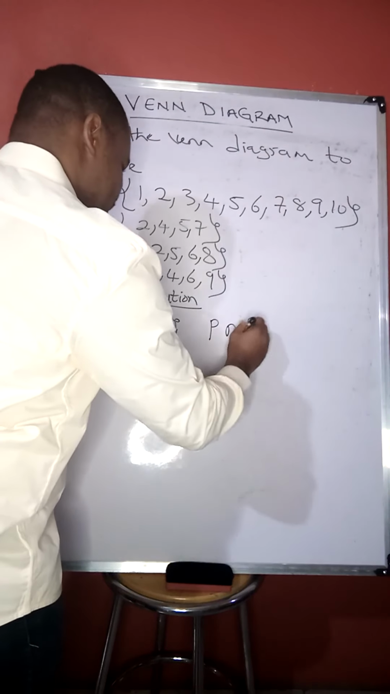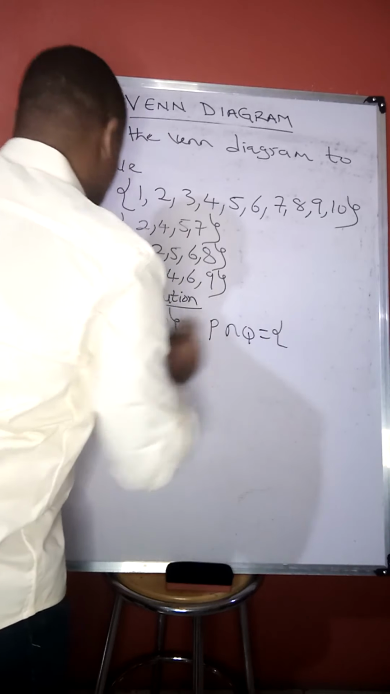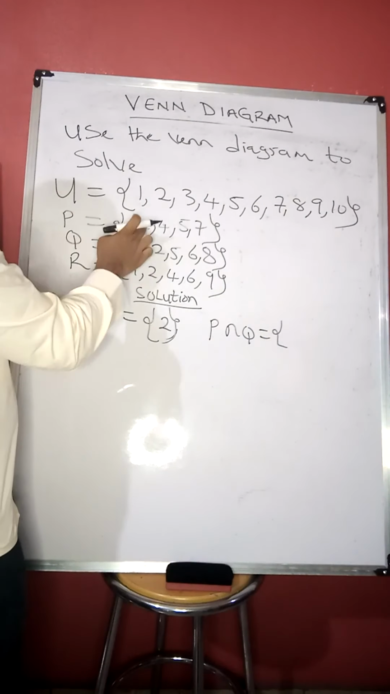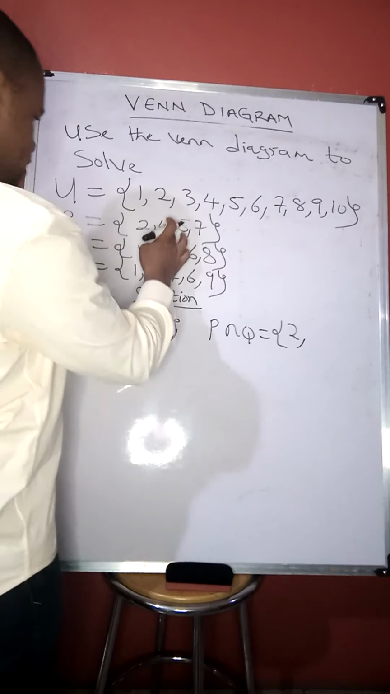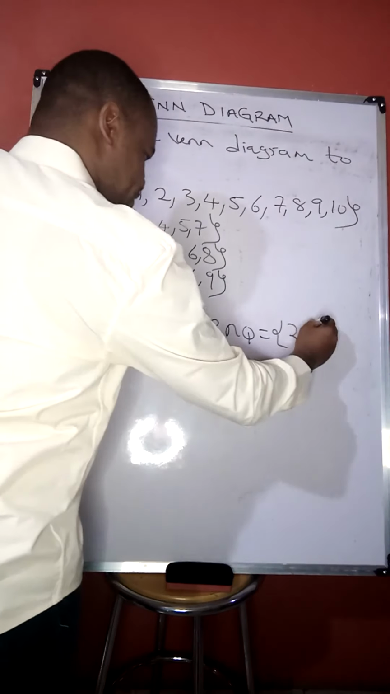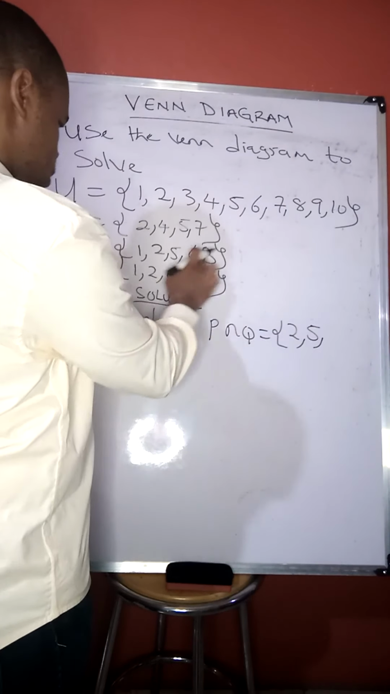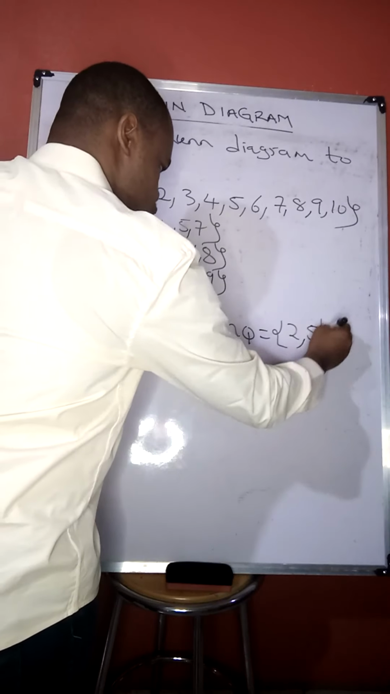Now I take 2 sets together. Let me see P intersection Q. What will P intersection Q give me? P intersection Q, I have 2, no 4, I have 5, 7, no 7. So it's just 2 and 5.